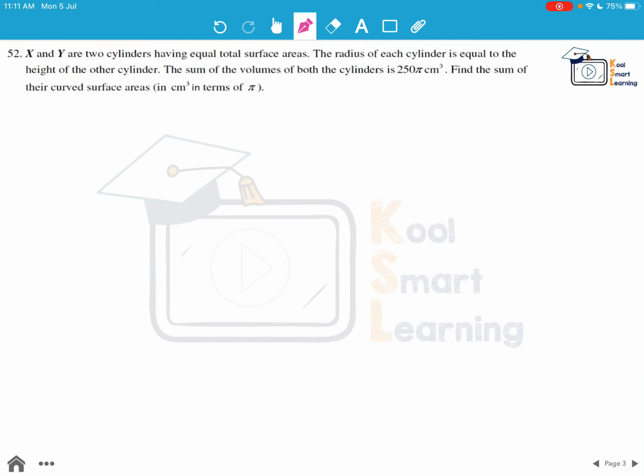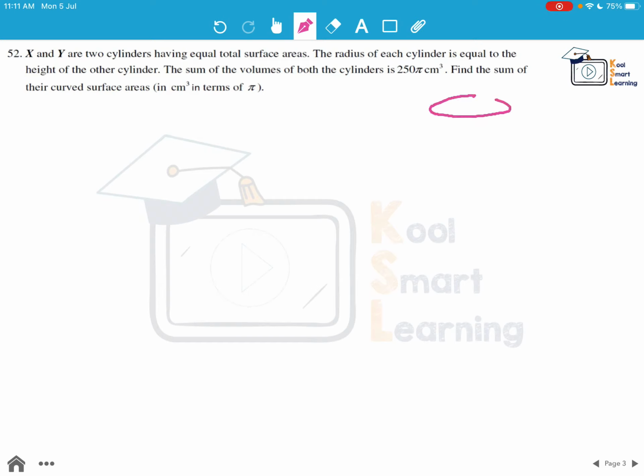Moving to the next question. X and Y are two cylinders having equal total surface areas. The radius of each cylinder is equal to the height of the other cylinder. The sum of the volumes of both the cylinders is 250 pi centimeter cube. Find the sum of their curved surface area in centimeter square in terms of pi.